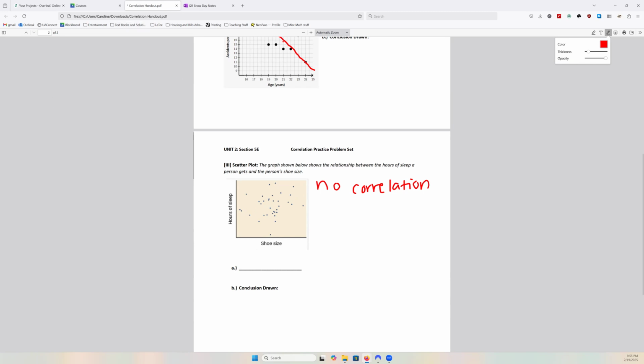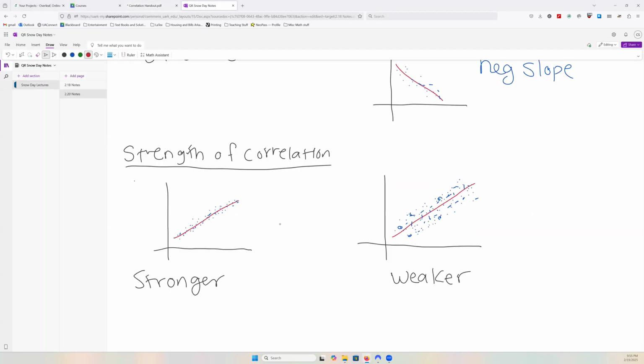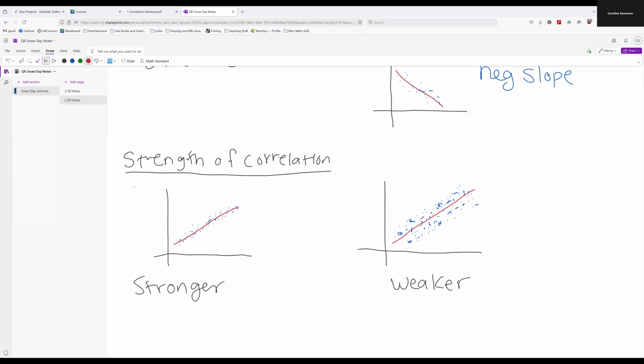So let's jump back into the slides and writing. Oh, wait, I forgot. The slides are on here. Let's go back to this. There we go. Lots of jumping around, I know.